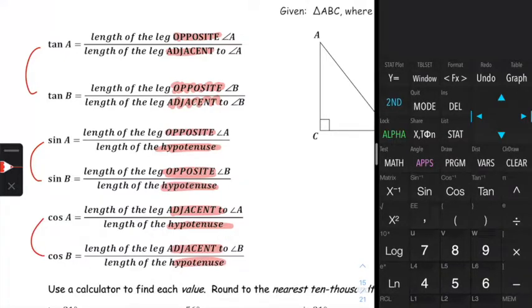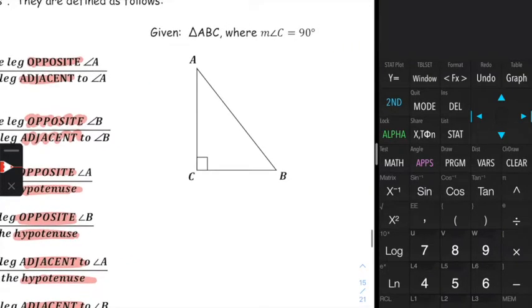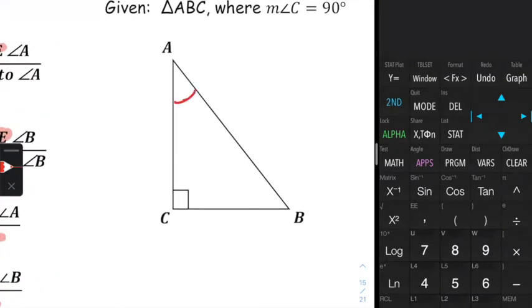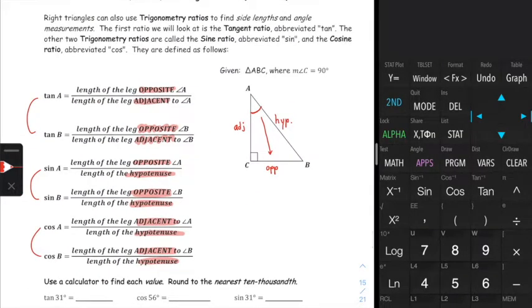Okay. Now, as far as how to label the triangle, I'm going to start here with angle A. And if we're doing this with respect to angle A, the side across from it, that's the side we're going to call the opposite. The hypotenuse is always going to be the side across from the right angle, so the longest side right there. And then the remaining side, we're going to call that the adjacent side right there. And that's how you're going to go and label your triangles for those.